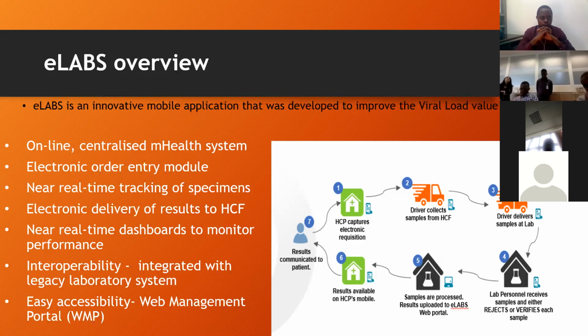It has an electronic order entry module and near real-time tracking of specimens, and all this is monitored on a system dashboard. eLABS is also interoperable with other legacy laboratory systems, and it's easily accessible through our web portal. Once you are given permission to do so, you can easily monitor this process from when the sample is requested up to when the result is delivered back to the facility through our dashboard system. Next slide, please.